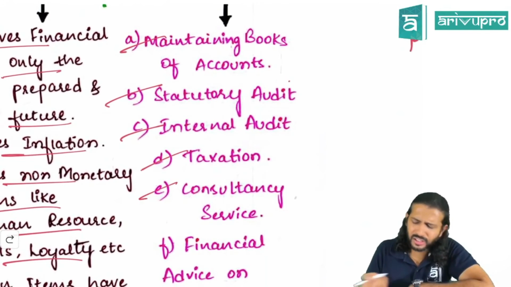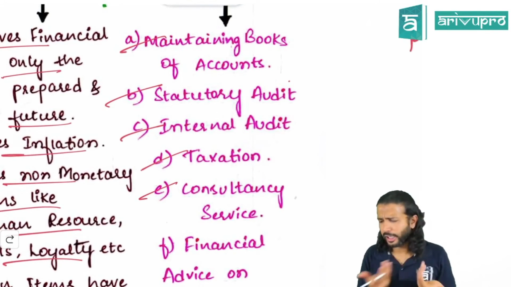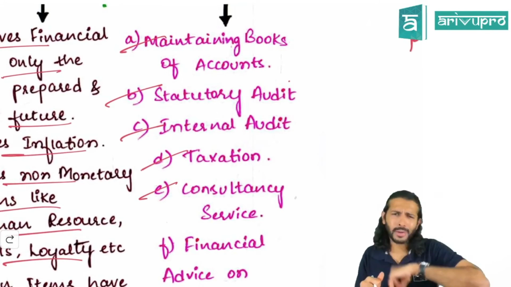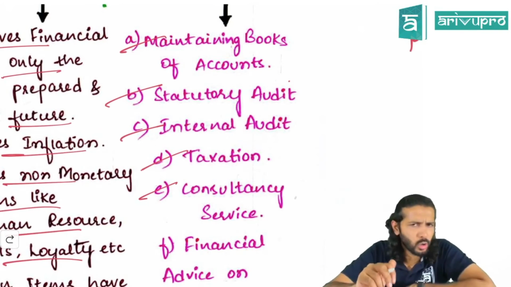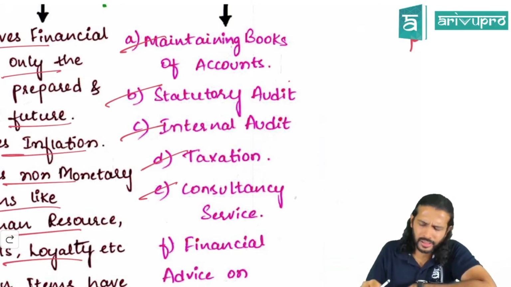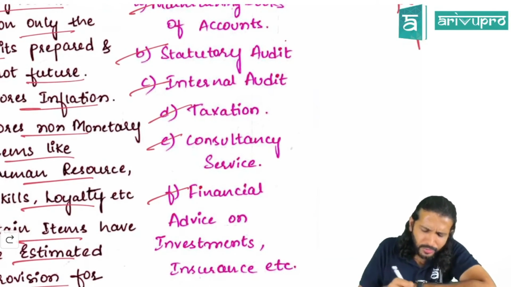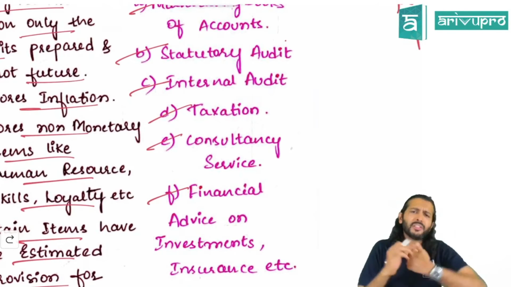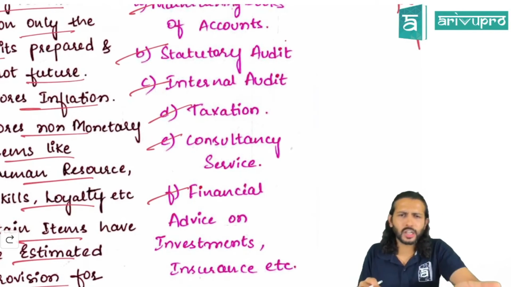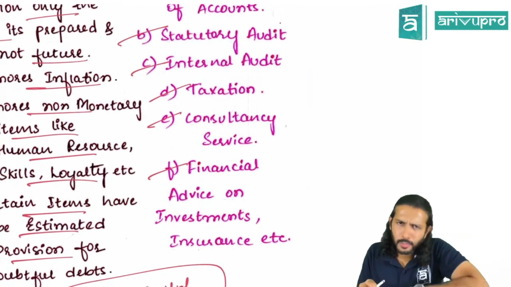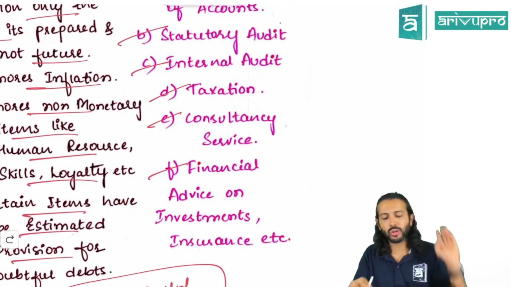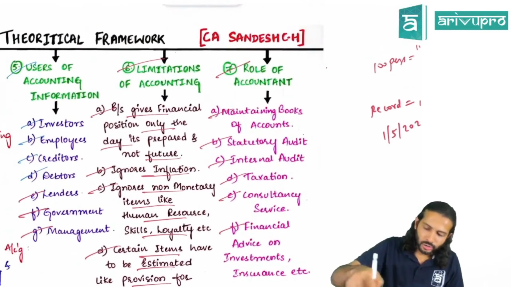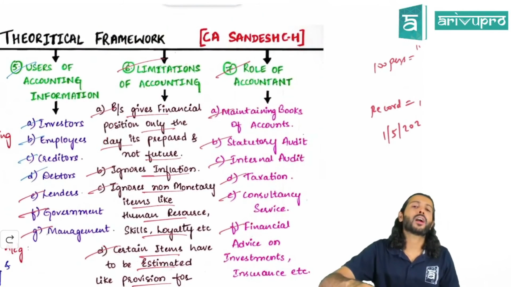Another is consultancy service. Consultancy could be anything like teaching, company law matters. Some of you said mergers and acquisition. All this consultancy you can give, whatever the area. Also, you can give some financial advice like which investment to buy, how much insurance to buy, from which company we should buy insurance, etc. These sorts of financial advice an accountant can also give. So these are some roles of an accountant.